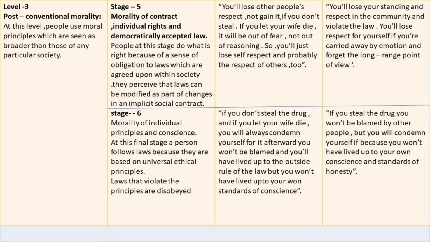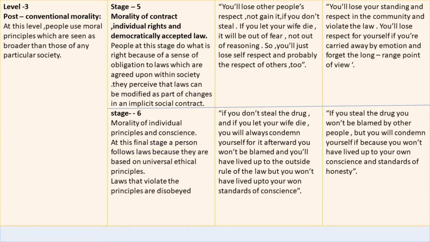Level 3, Post Conventional Morality. At this level, people use moral principles which are seen as broader than those of any particular society. Stage 5, Morality of Contract, Individual Rights, and Democratically Accepted Law. People at this stage do what is right because of a sense of obligation to laws which are agreed upon within society. They perceive the laws can be modified as part of changes in an implicit social contract.